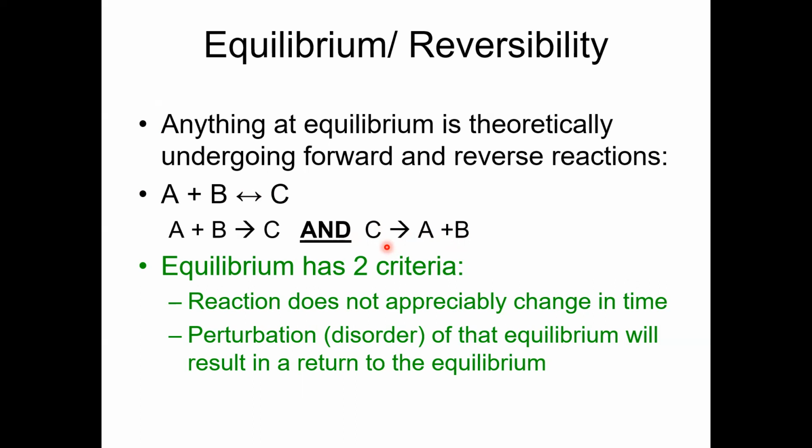So equilibrium has two criteria. The reaction does not appreciably change in time, and a perturbation, a disorder of that equilibrium, will result in a return to the equilibrium.